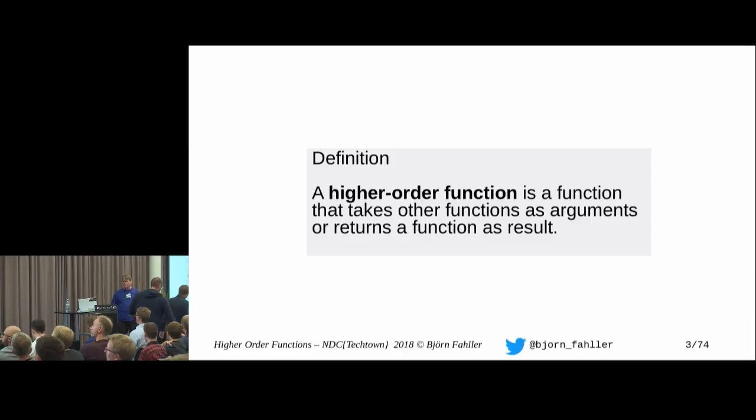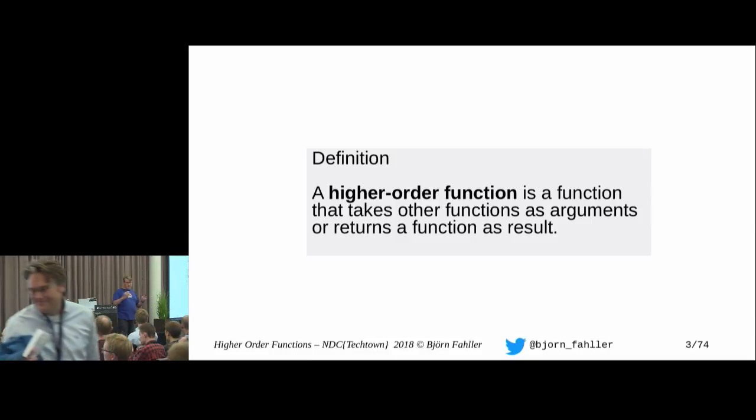So, definition, higher order function. A higher order function is a function that takes other functions as arguments or returns a function as a result. Within the scope of this talk, whenever I say function, I mean anything that is callable. It can be a lambda, it can be a function pointer, whatever, something that is callable.